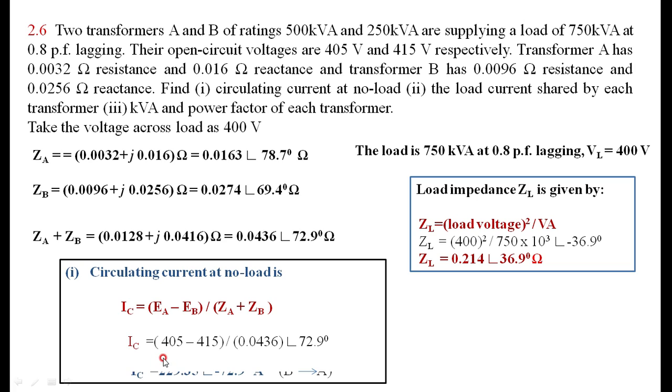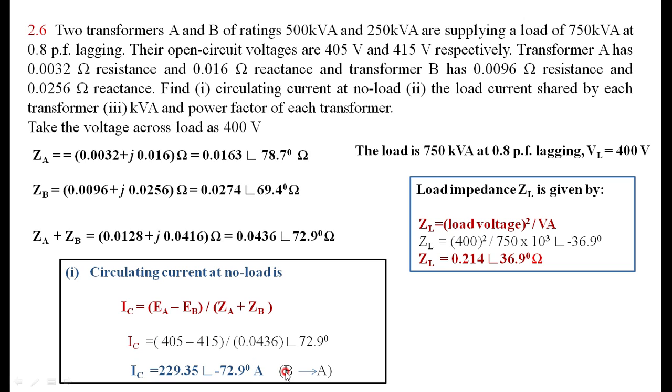After the calculations, if the two transformers are not connected to a load, because of the unequal voltage ratio there is a circulating current between the two transformers. The magnitude of that current is 229.35 with an angle of minus 72.9 degrees amperes. Here the current is flowing from B to A because B has the higher voltage than A.